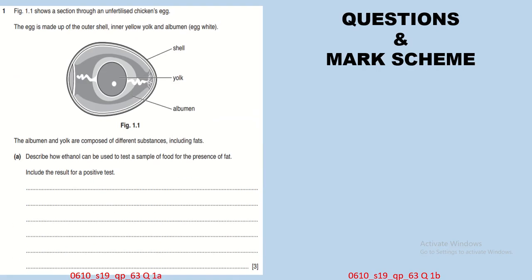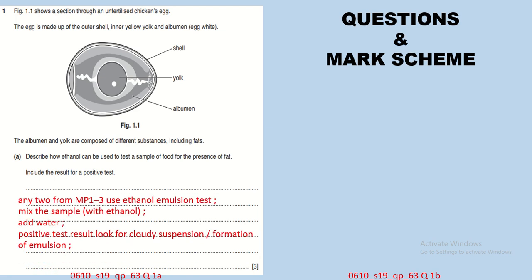Here's a question that is talking about a chicken's egg. And here, we are meant to describe how ethanol can be used to test a sample of food for presence of fat. Of course, we know that egg contains fat and also contains protein as the major food substances. So how do we test for fat? That's the question. And we have to just describe the same test we have known, the emulsion test.